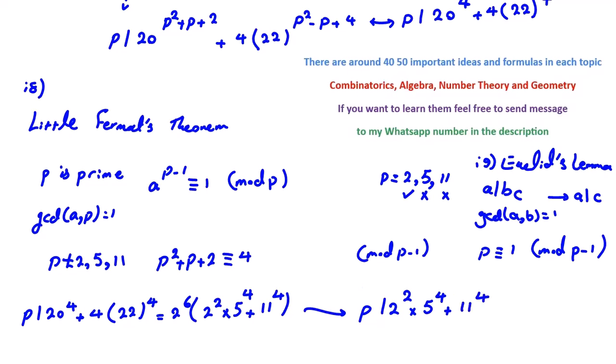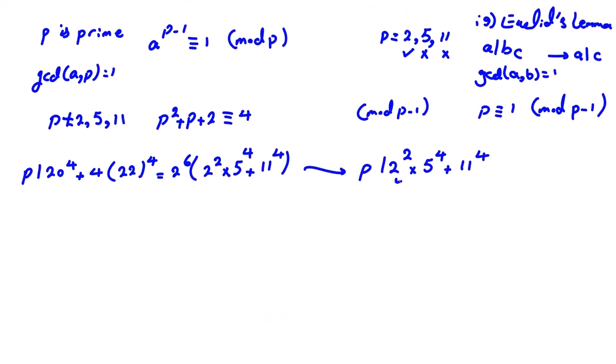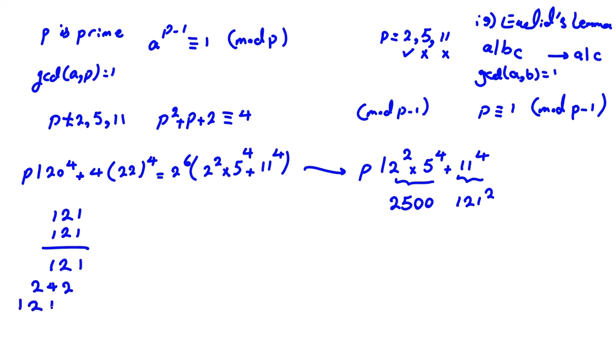Okay, let's calculate this part. 5 to the 4 is 625. 11 to the 4 is 121 squared, which is 14641. So the sum is 625 plus 14641, which is 15266. So p divides this number.